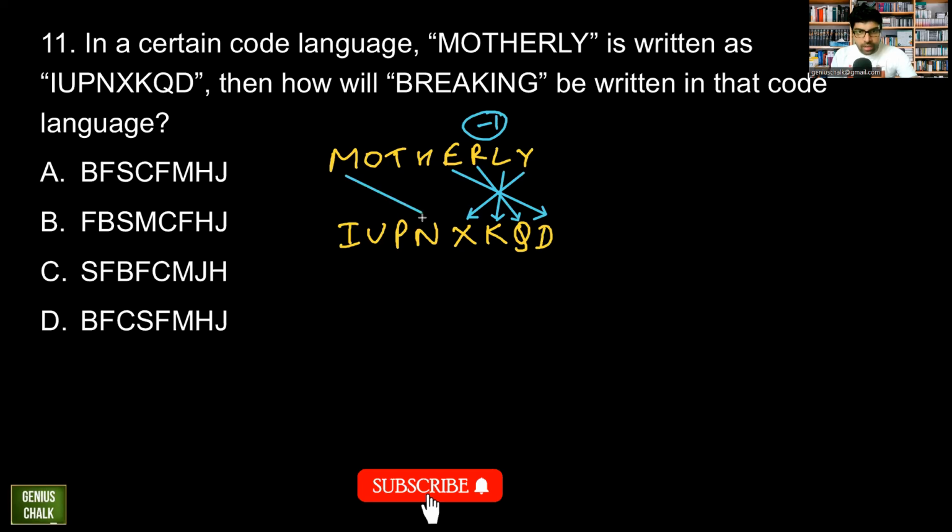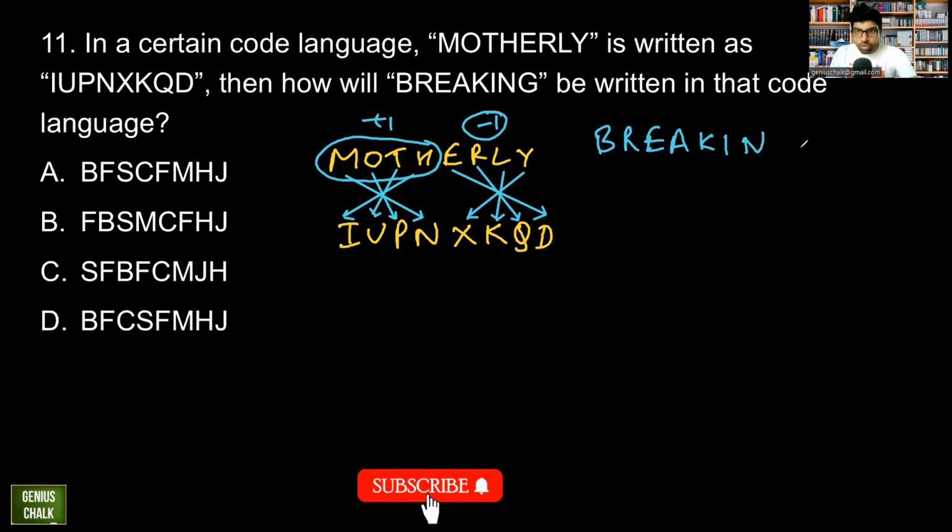If you check MN, it is +1. HI is also +1. OP is also +1, so this is cross coding. You can see T and U is also cross coding having +1. So these four are having +1. Now applying the same here in breaking. Let's apply. The word is breaking.